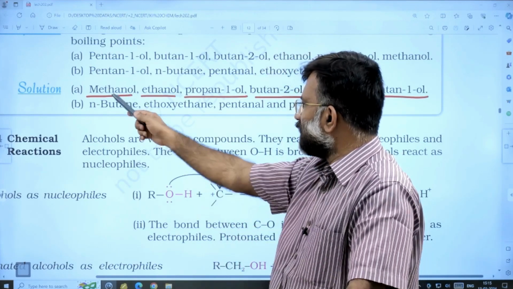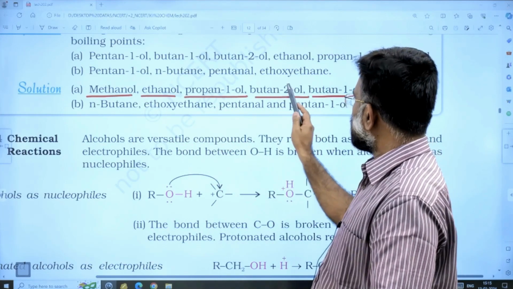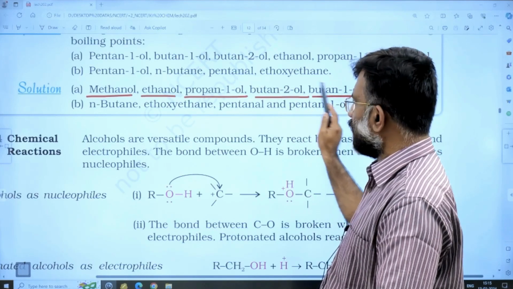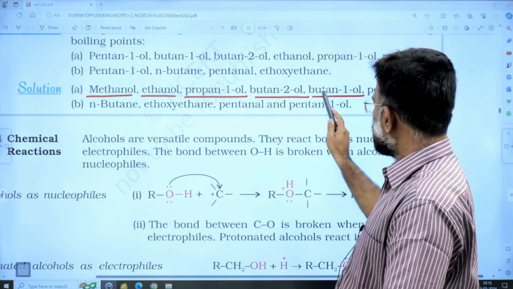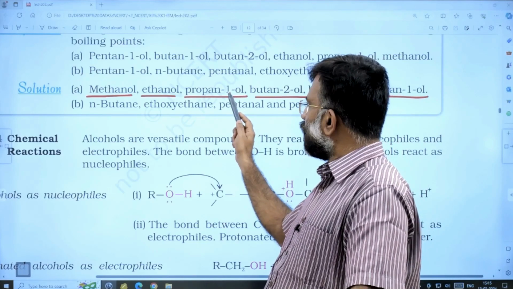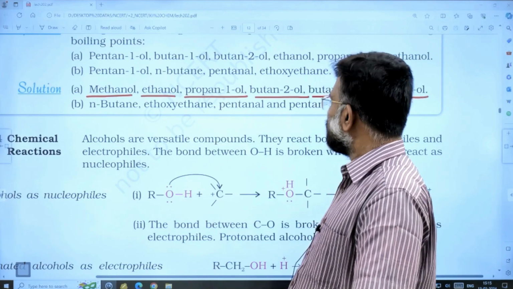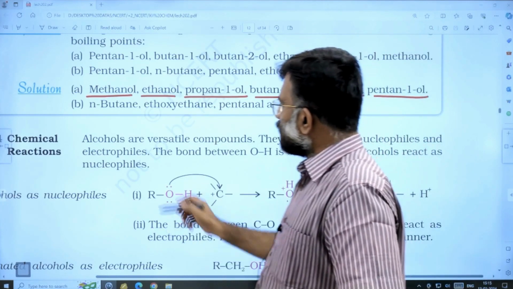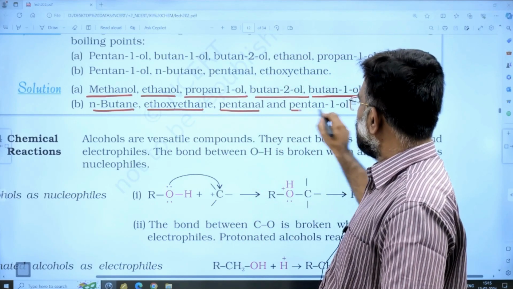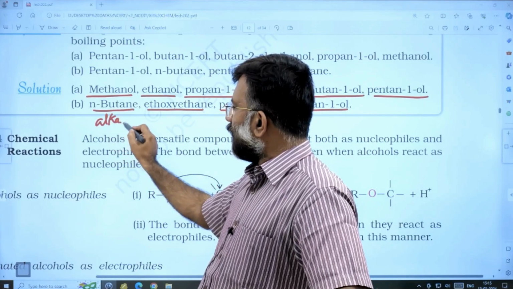Now you see methanol, ethanol, then propan-1-ol, butan-2-ol, butan-1-ol. This is the branched one, this is the linear one, so the boiling point is lower. Butan-1-ol, butan-2-ol. If there was propan-2-ol, it would have been somewhere here. Pentanol. Coming to this one, normal butane, ethoxyethane, pentanol. You see that this is a normal alkane.